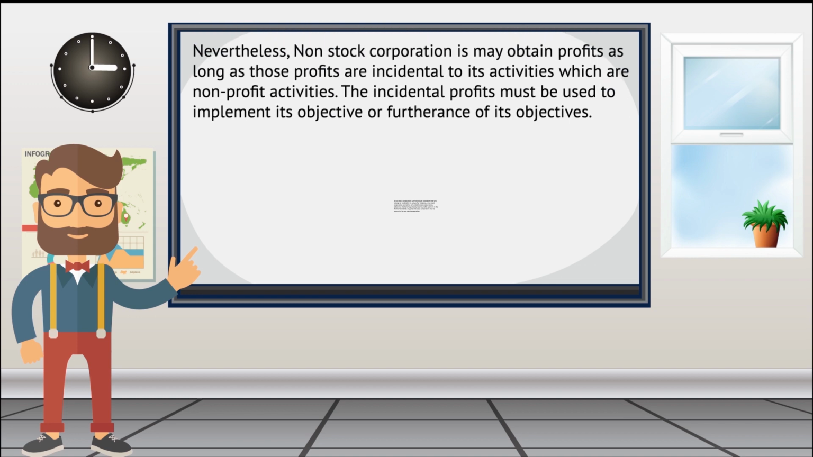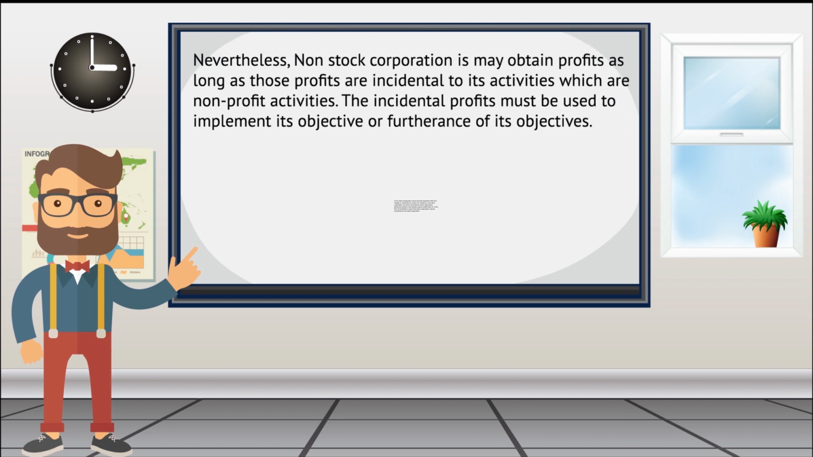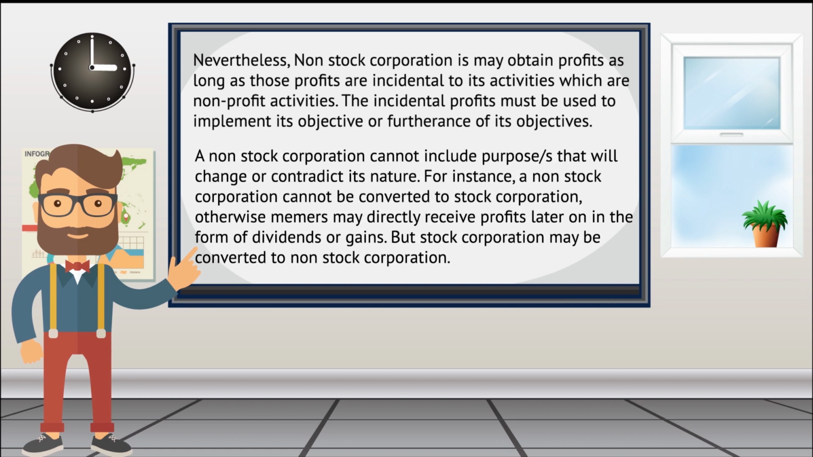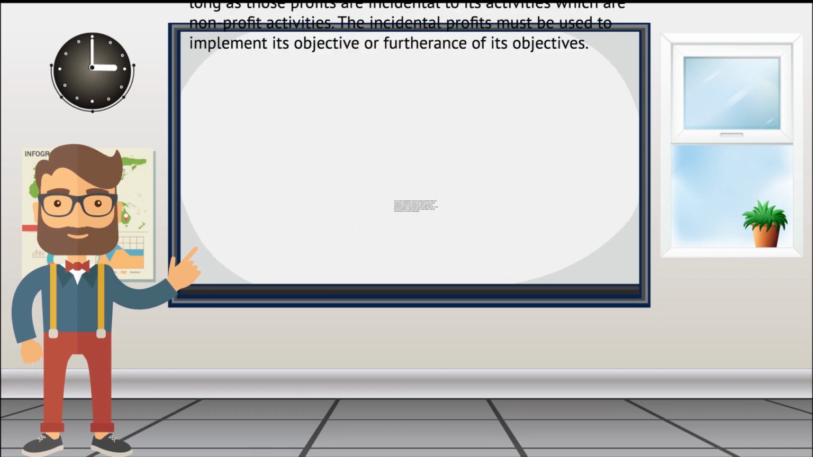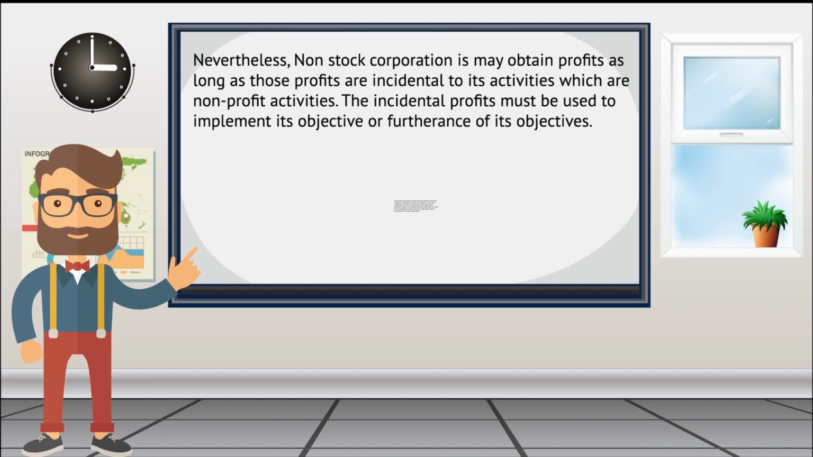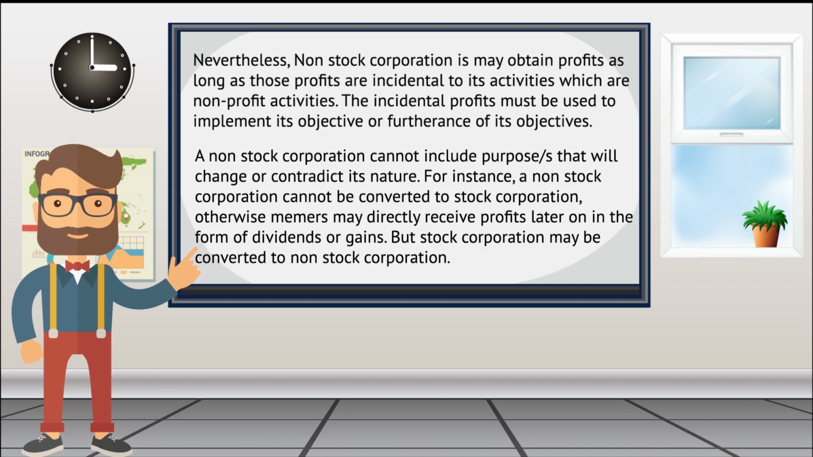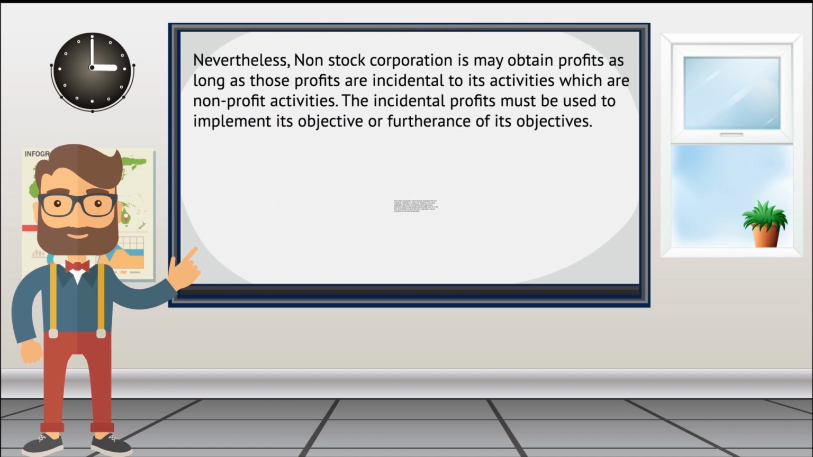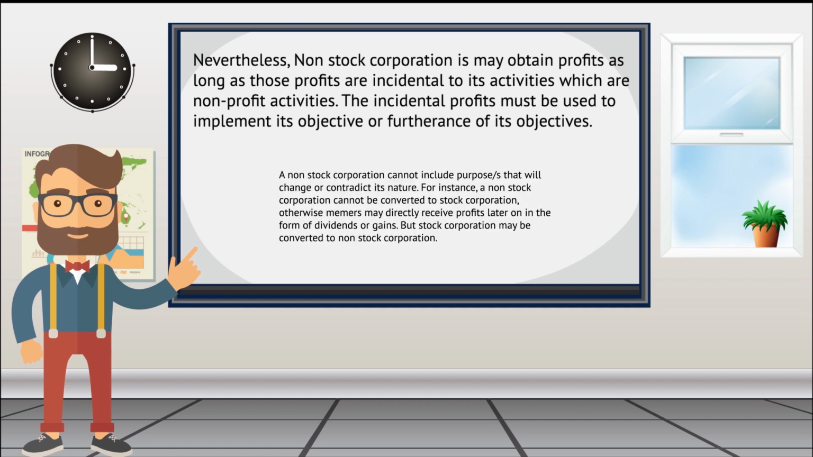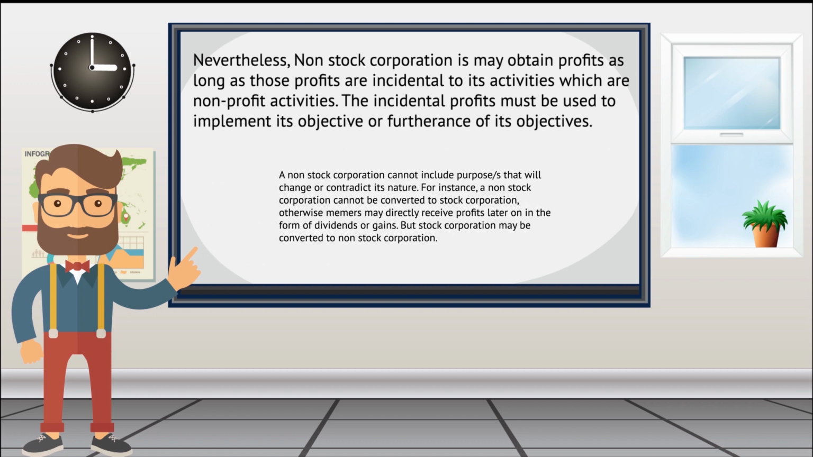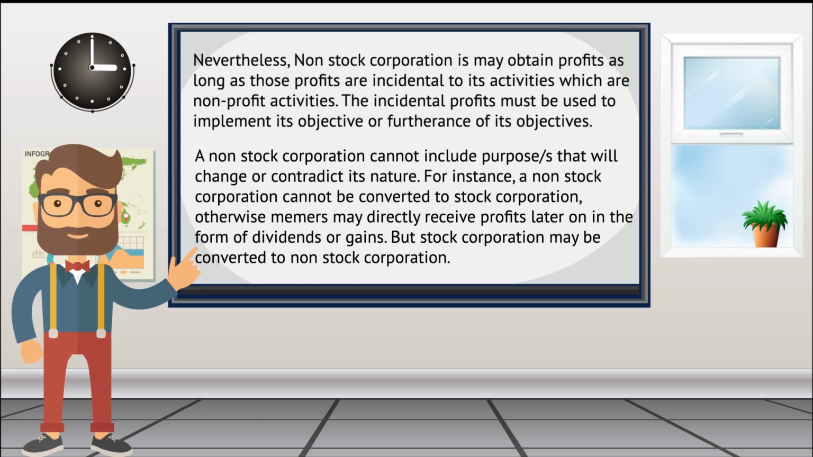Nevertheless, a non-stock corporation may obtain profits as long as those profits are incidental to its activities, which are non-profit activities. The incidental profits must be used to implement its objectives or in furtherance of its objectives. A non-stock corporation cannot include purposes that will change or contradict its nature. For instance, a non-stock corporation cannot be converted to a stock corporation, otherwise members may directly receive profits later on in the form of dividends or gains. But a stock corporation may be converted to a non-stock corporation.